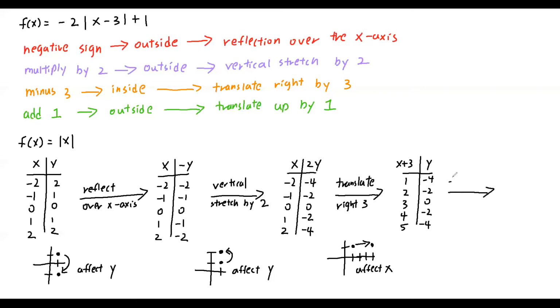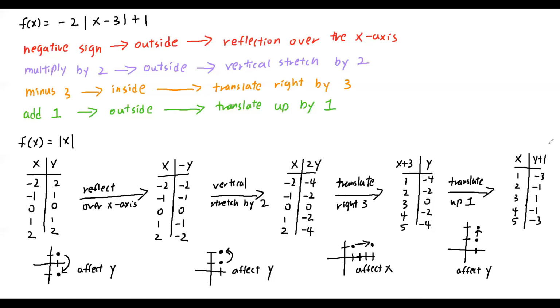Lastly, we have a translate up by 1. If we give ourselves another mini graph starting at (1, 1), if we go up by 1, then it affects the y value. So we will have a table x and y plus 1 with x values 1, 2, 3, 4, and 5, and y values -3, -1, 1, -1, -3. Now this is our final table that we will need to graph, which reflects all the transformations we have described to the parent function.